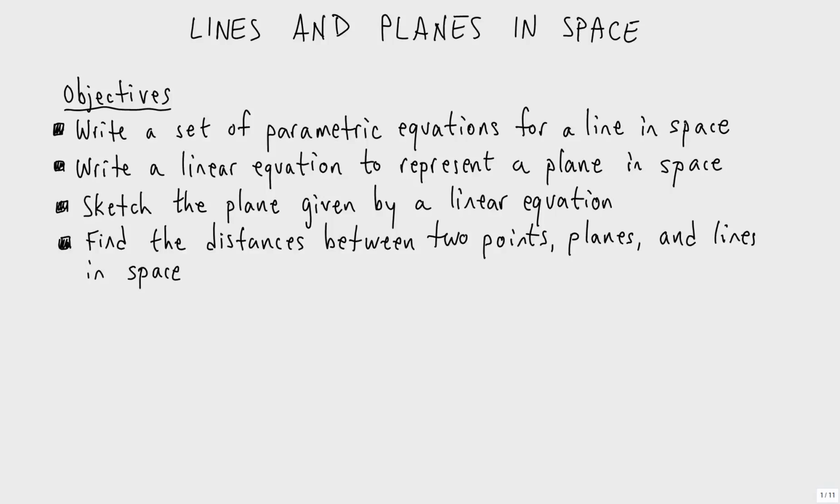This time around we're going to take a look at lines and planes in space, or 3 dimensions. So we're going to talk about how to write a set of parametric equations that would yield a particular line in 3 dimensions. Talk about how to write an equation that represents a plane in 3 dimensions. We'll talk about how to find distances between points and planes and lines in 3 dimensions also.